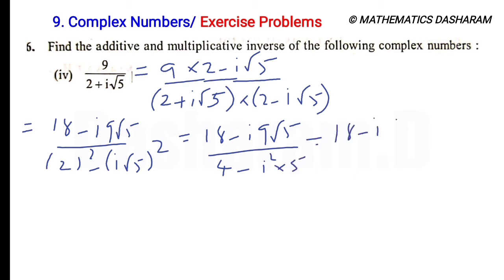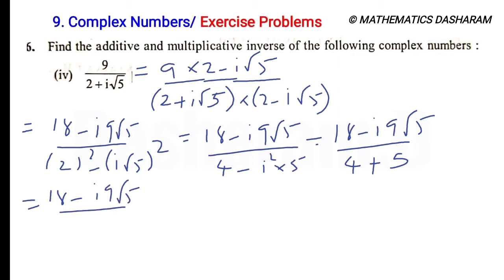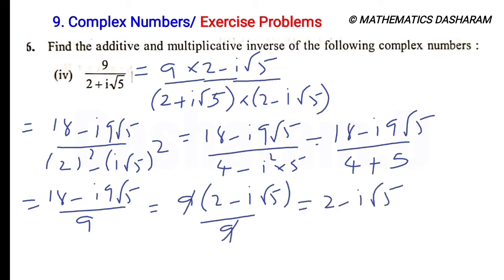So (18 minus 9√5 i) divided by 4, i squared is minus 1, so it will become plus 1 into 5. So (18 minus 9√5 i) divided by 4 plus 5, that is 9. From the numerator we can take 9 common, so 9(2 minus √5 i) divided by 9. So 9 and 9 cancel, so 2 minus √5 i. Now the additive inverse of this, 2 minus √5 i, becomes 2 plus √5 i.